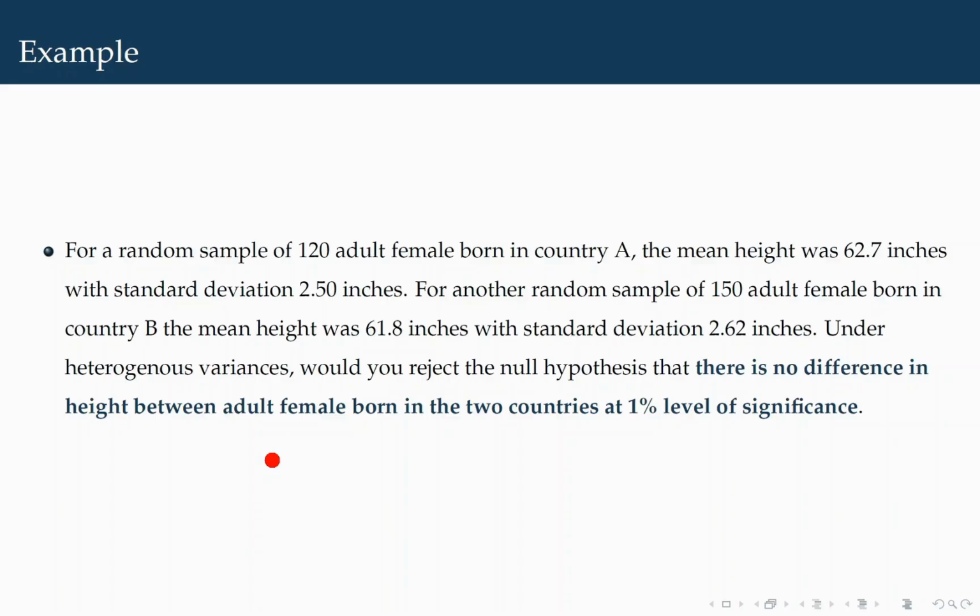So here we have two groups, that's country A and country B, and we have the summary statistics. 120 is the number of observations for the first group, country A, and the mean height in country A is 62.7 and the standard deviation 2.50. And for the second group, country B, the mean height is 61.8 inches and the standard deviation 2.62 inches. And the level of significance here is given as 1%, and we are required to assume that the groups have different variances.